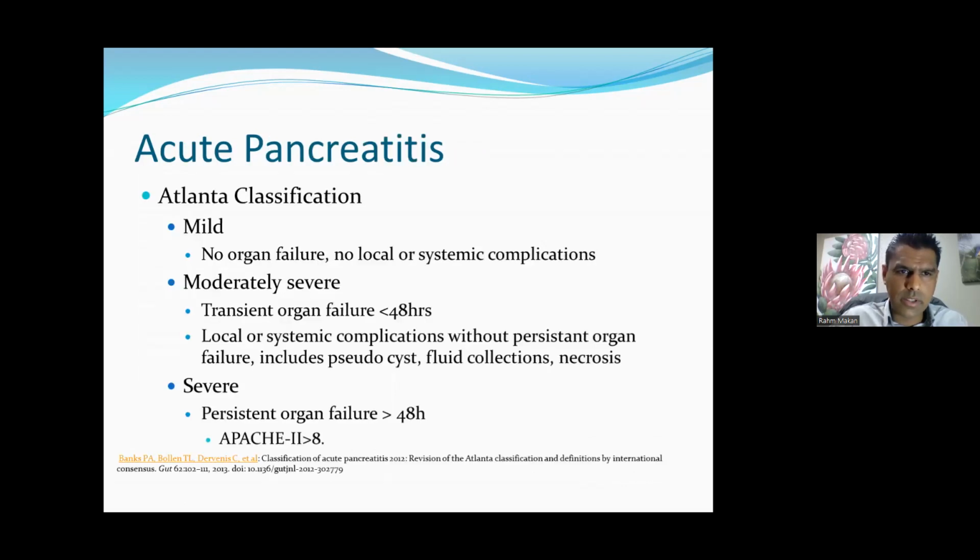So the Atlanta classification is broken down into mild, moderately severe, and severe. Mild cases do not have organ failure. They do not have local or systemic complications. Moderately severe cases have reversible organ failure that resolves in less than 48 hours, and then they have local or systemic complications without organ failure. And severe would mean they have persistent organ failure, more than 48 hours, or an APACHE II score more than 8.